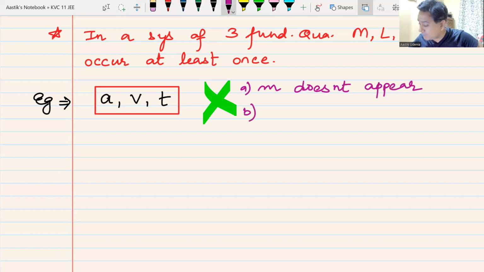The second reason is V by T will give me A, so they are also not independent. Therefore, because of both the reasons, A, V, and T cannot make a fundamental system. Do we understand this? Everyone? Okay. So these are the important points that you must remember. I hope everyone has noted these down. Yes or no?